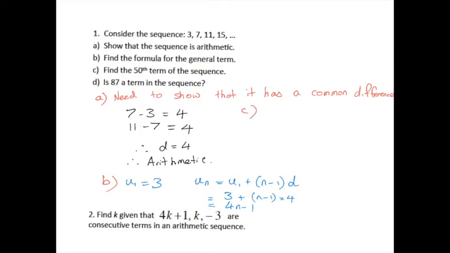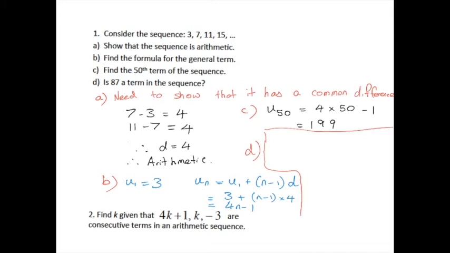C. Find the 50th term. What do I do? For n. And you can write it as U50 equals 4 times 50 minus 1, which is beautiful, 199.